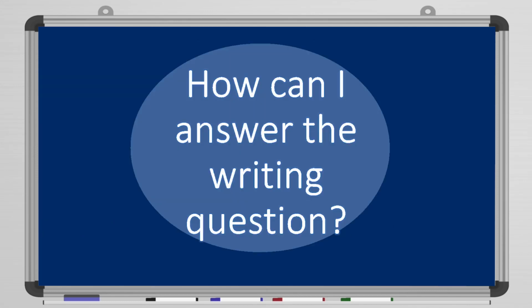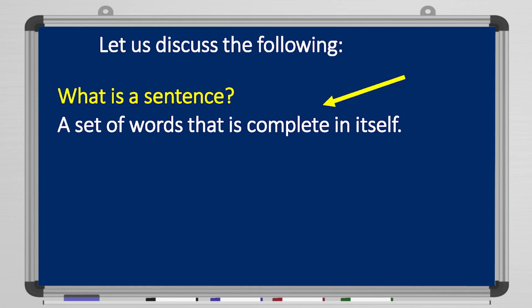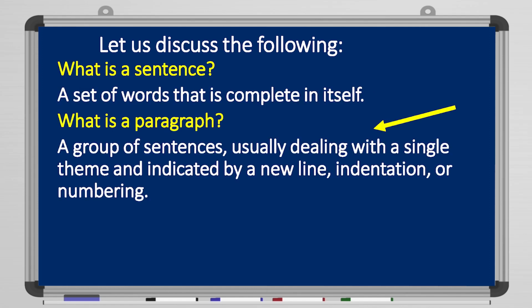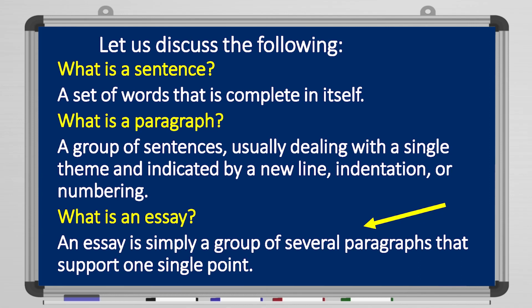Let's get started. How can I write an essay, or how can I answer the writing question? Well, we start by forming what? We've already explained this, and I'm sure you're experts on that field. We start with a sentence, a set of words that's complete in itself. We then use these sentences to form what? To form paragraphs. These paragraphs all fit in to form what we know as an essay talking about one main topic with many ideas and supporting details.